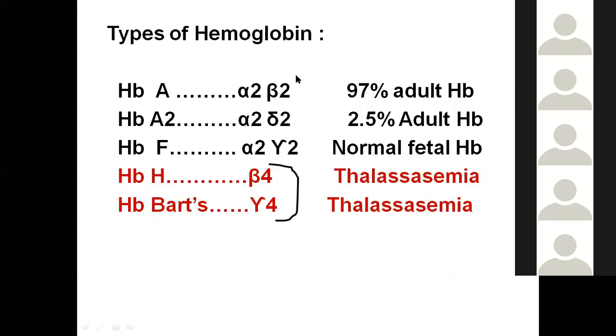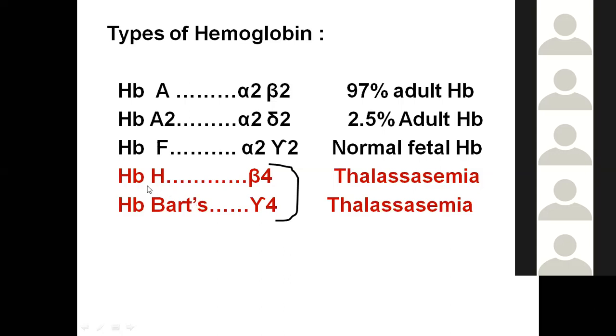Now, types of hemoglobin. Hemoglobin A is alpha 2 beta 2. In 97% of adult hemoglobin, we have alpha 2 and beta 2 chains. Hemoglobin A2 has alpha 2 and delta 2, which is 2.5% of adult hemoglobin. Hemoglobin F, the fetal hemoglobin, has alpha 2 and gamma 2. That is the normal fetal hemoglobin.